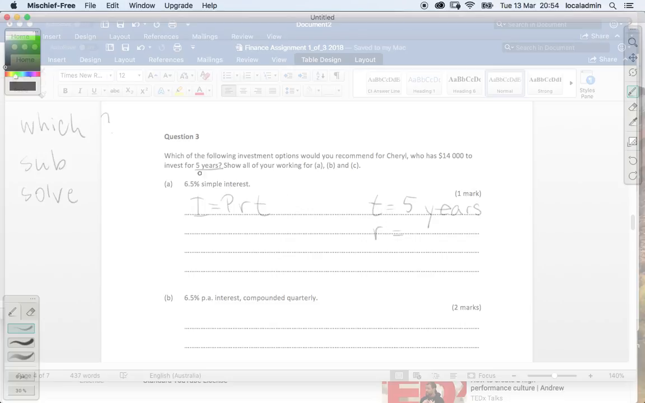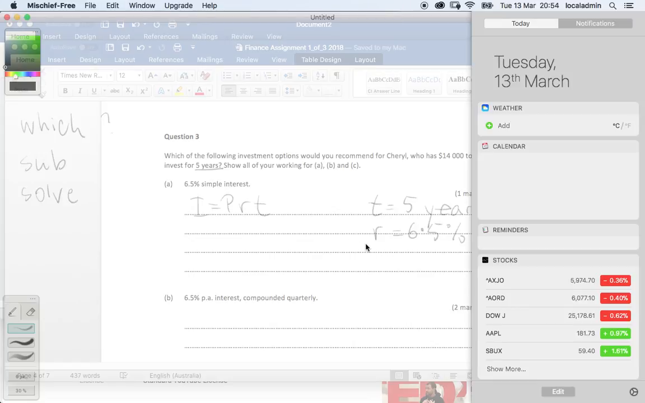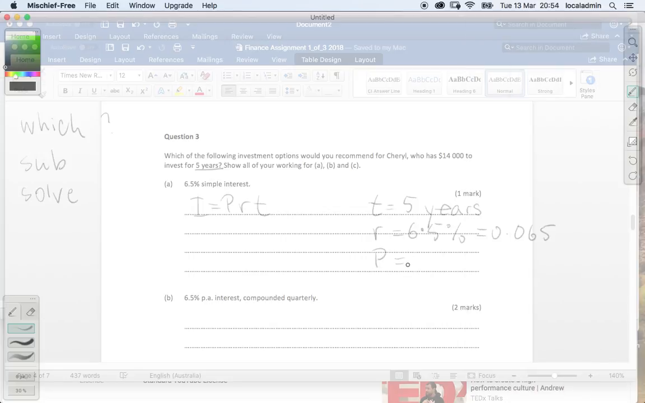Our rate happens to be 6.5%, which is also 0.065 as a decimal, and we have our P. Our principal is $14,000. That's not bad. And now we have all our 3 inputs to find our interest. Now, second step is substitution. So our interest is $14,000 times 0.065 times 5 years.